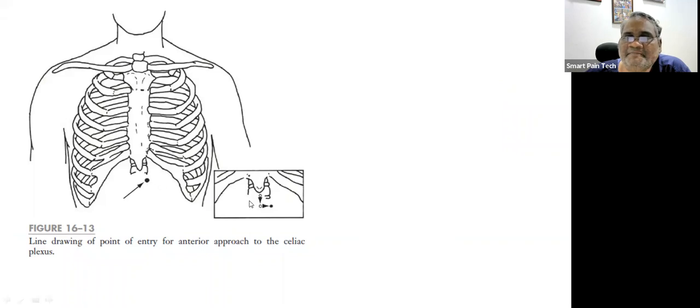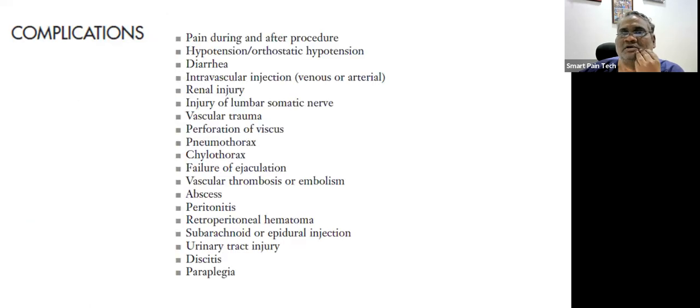This is for the anterior approach. They say 2.5 centimeters from the xiphisternum and 2.5 centimeters lateral to that point is your puncture site. That is in ultrasound. But again, in ultrasound, you just put the probe, wherever you see the celiac trunk, you inject it. So these are the various complications.